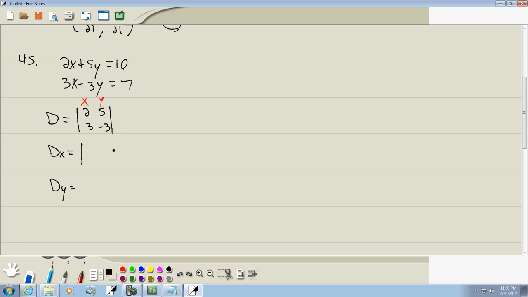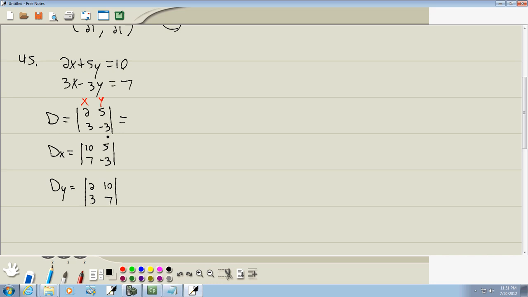For D sub x, it's going to be the determinant where we replace the x column with the numbers on the right side. So this will be 10, 7, and that's still 5, negative 3. Now for our D sub y, we're going to replace our y column with the numbers on the right side. And this will still be 2 and 3. So we got 10, 7 there.